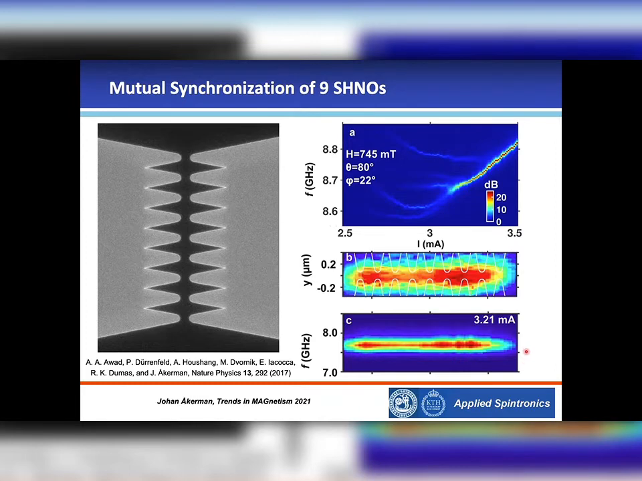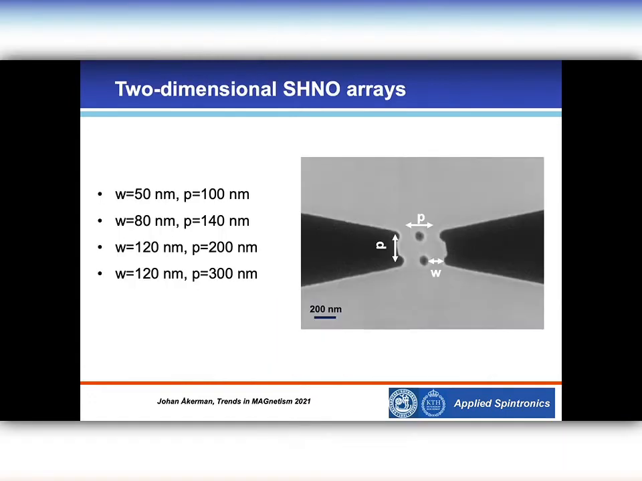And if we look at the frequency distribution, we can see that the frequency is the same throughout the array. So this is a fully synchronized 9-oscillator chain. And we're currently looking at longer chains, and we believe we have mutually synchronized 21 of those, for example. But what I want to talk about today are two-dimensional arrays.